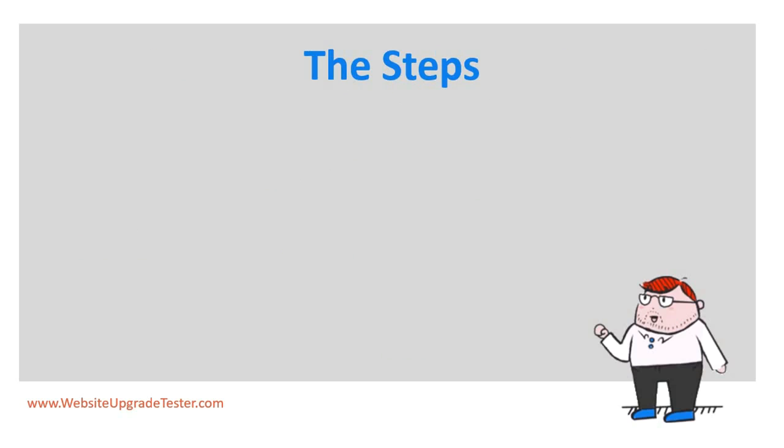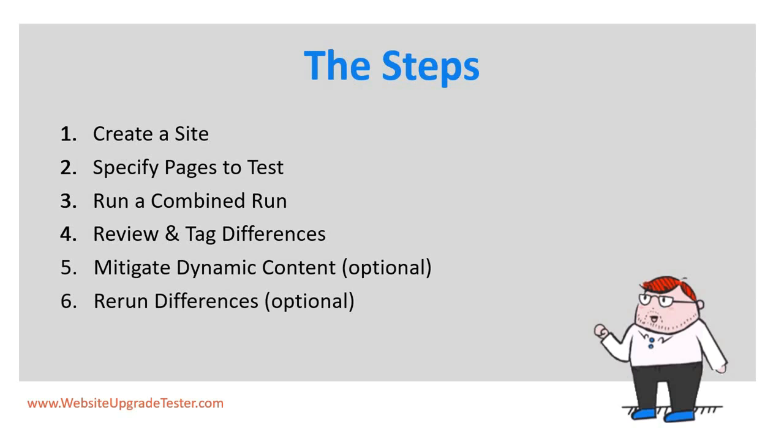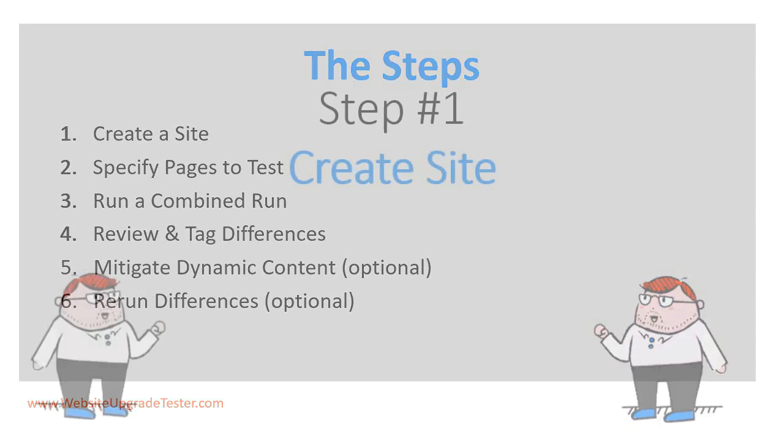Here are the 6 main steps. The first 4 steps are required, and the last 2 are optional, only needed if your site has enough dynamic, randomized, or interactive content to warrant performing these 2 additional steps.